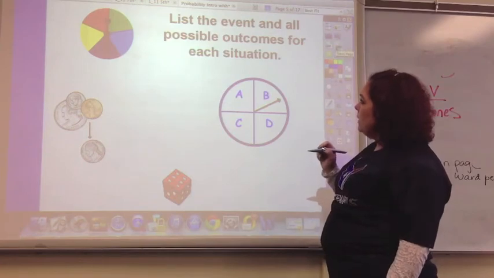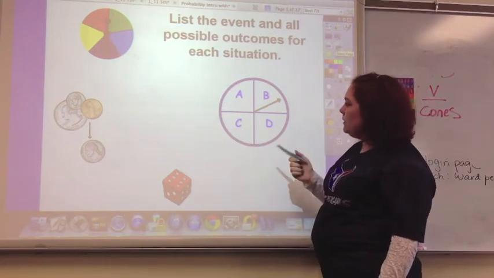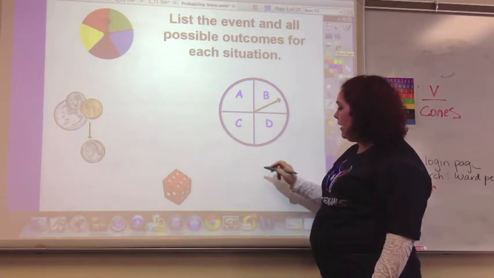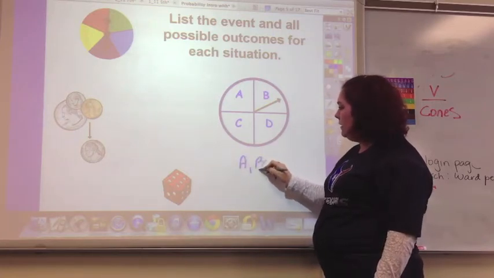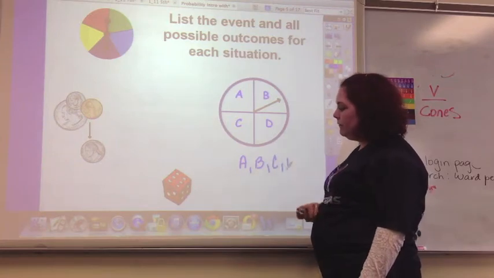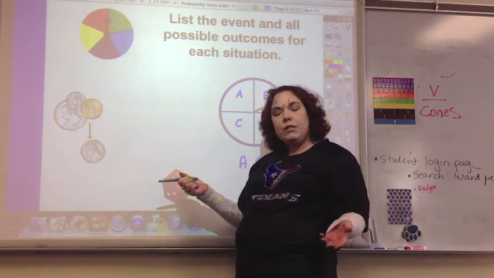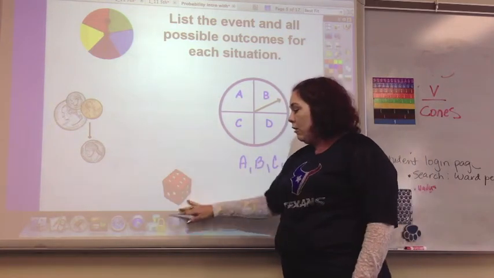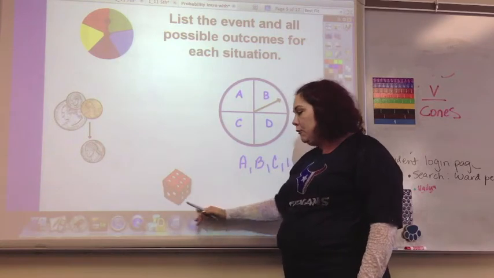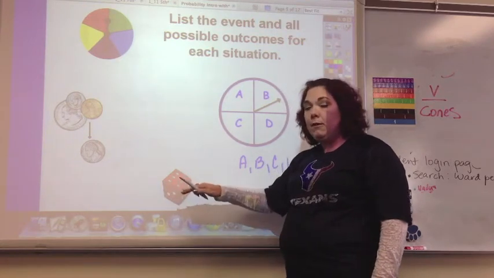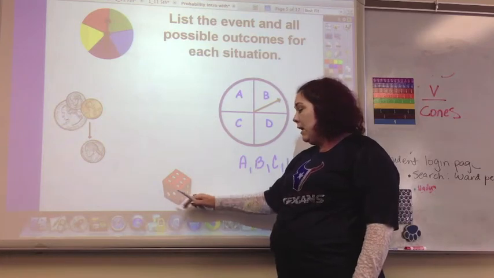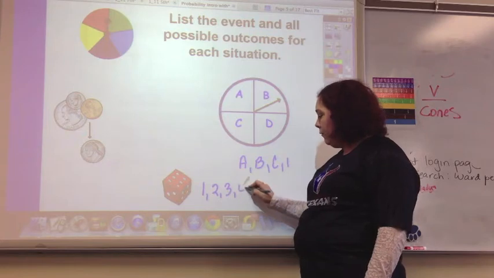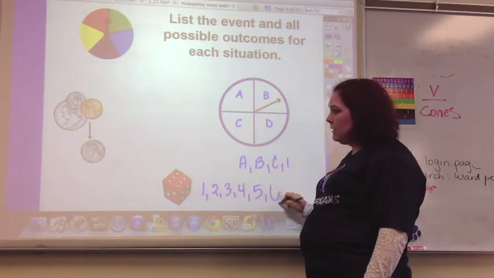So list the event and all the possible outcomes for each situation. So this is a spinner, and so my possible outcomes, I could get an A, a B, a C, or a D. This is called a die. We usually talk about dice, but dice is 2, so if you see the word die, that just means 1, or they might talk about this as a number cube. And whenever you roll a die, you could get a 1, or a 2, or a 3, or a 4, or a 5, or a 6.